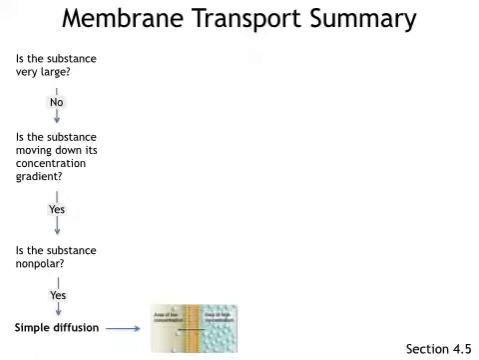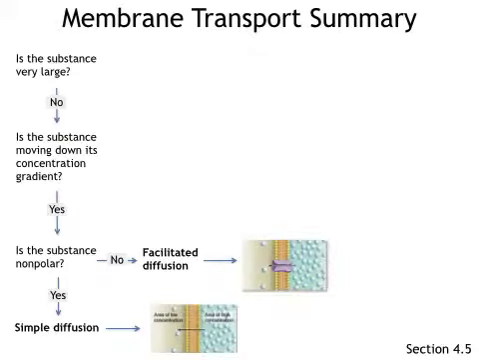If it doesn't have a charge, then this substance is moving through the cell membrane using simple diffusion. So this nonpolar substance is simply moving from an area of high concentration to an area of low concentration across the cell membrane. If the substance is not nonpolar, so if it is polar and it has a charge, then it's moving using facilitated diffusion, namely a protein channel that allows this charged particle to move from an area of high concentration to an area of low concentration. So both of these methods are passive.